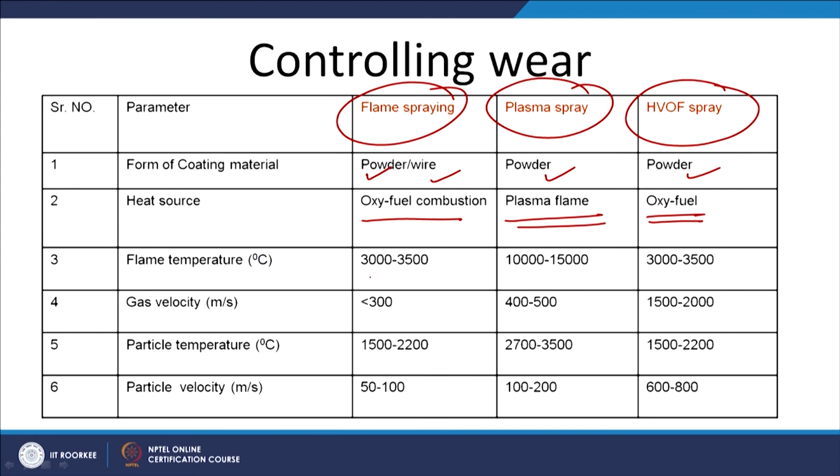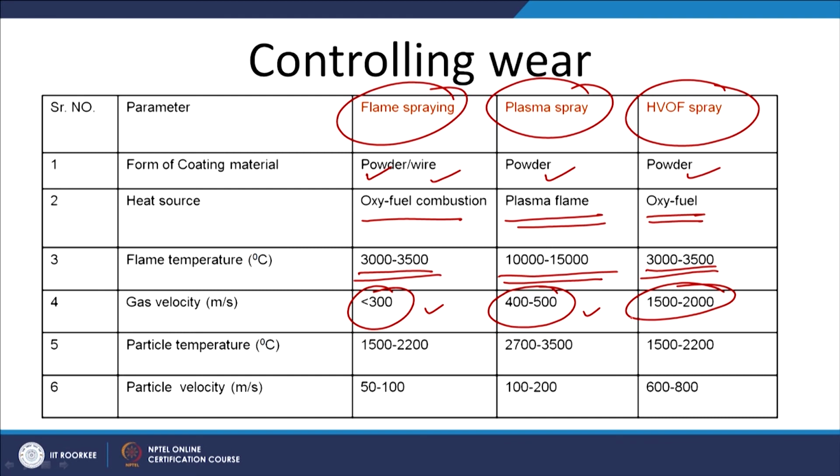The temperature which is produced is in the range of like 3000 to 3500 degree centigrade, while in case of the plasma spray it is 10,000 to 15,000 degree centigrade, while in case of the HVOF spray process, again it is in line with the flame spray, like 3000 to 3500. The gas velocities in case of the flame spray is limited below 300 meter per second. For plasma spray it is 400 to 500 meter per second, while in case of the HVOF process it is 1500 to 2000. This is important because it will be dictating the particle velocity at the time of spray.